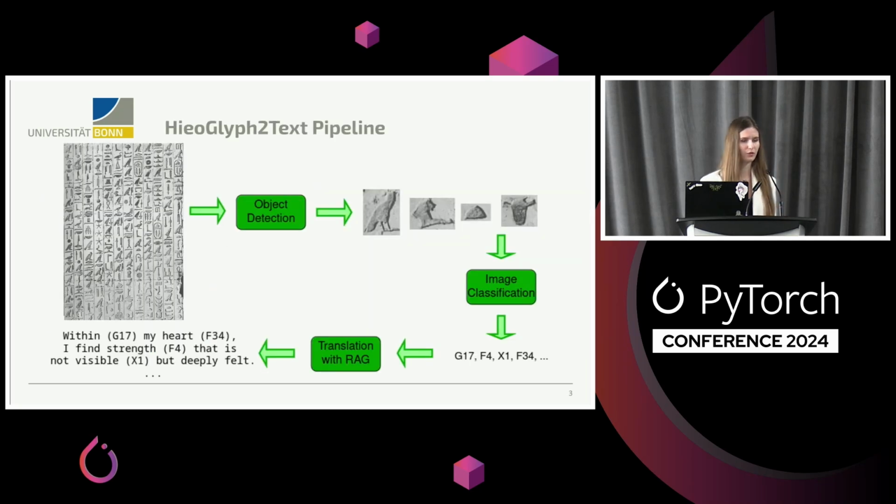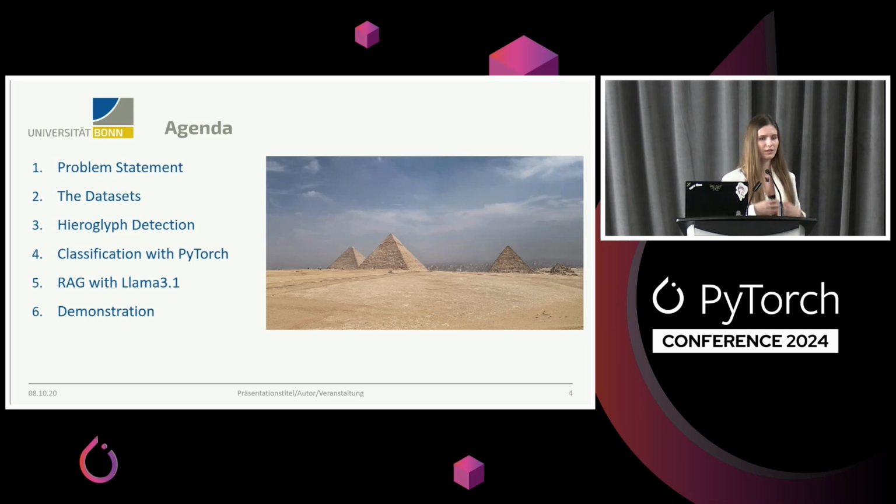Here's a quick overview about HieroGlyph2Text. At first, the user inputs an image with a prompt. With object detection, the pipeline then cuts out the single hieroglyphs and passes them into the classification model, which returns Gardiner Codes. These Gardiner Codes are then translated with a language model using RAG, and out comes an attempted English translation. I want to give you a quick overview about what I'm talking about today.